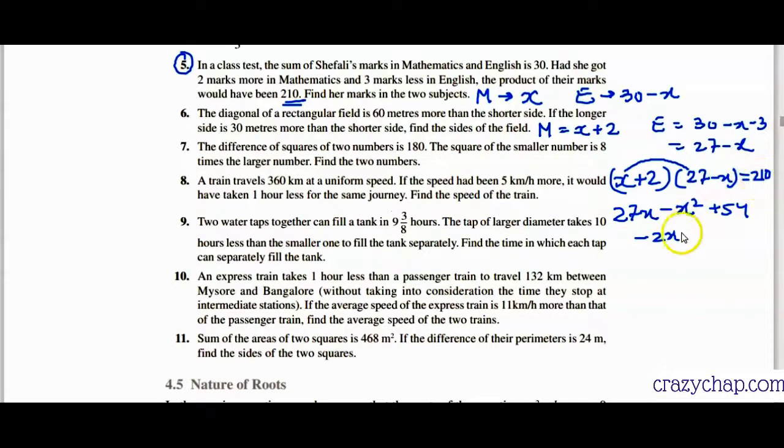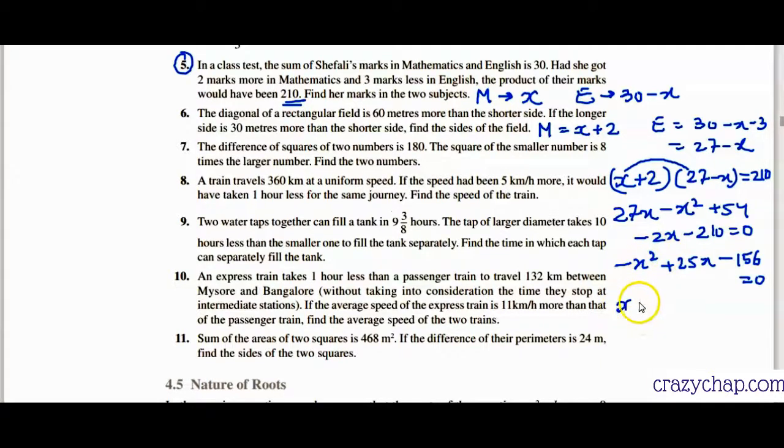We bring 210 to the left side, so minus 210 equal to 0. Okay, let's simplify that. Minus x square, and 27x minus 2x would be plus 25x, and minus 210 plus 54 would be minus 156 equal to 0, right? Okay, let's make the x square coefficient positive.